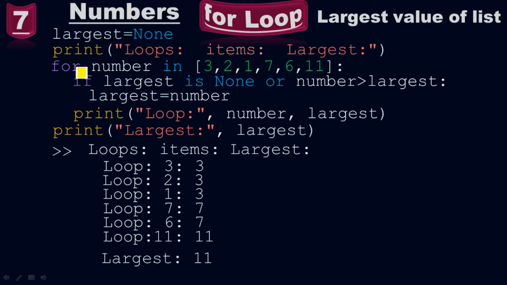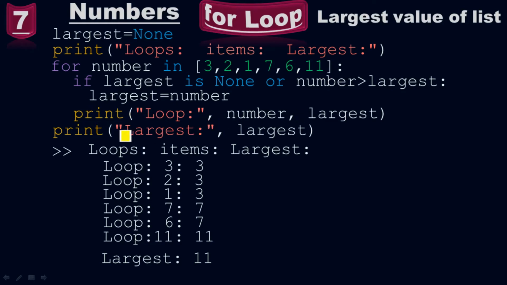Now finally, the for loop will iterate over the last value, which is 11. So the number will be 11, and the largest value at this point will be 11. So 7 has been replaced by 11. From here up to here, the largest value will be 11. This part is because of this print function.